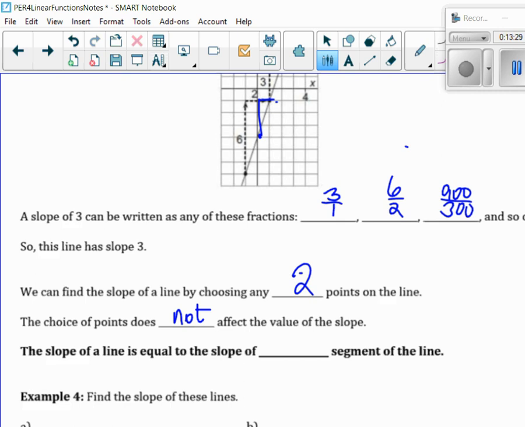So the slope of the line is equal to the slope of the line is equal to the slope of what? That's the only thing I can think of. So yeah, each segment of the line. That's a weird word that I pulled out, but anyways.